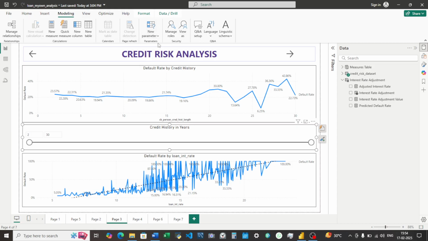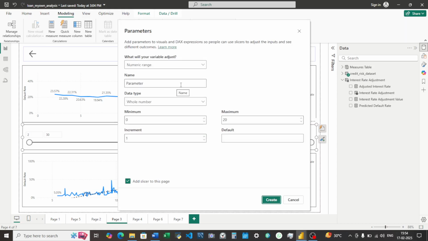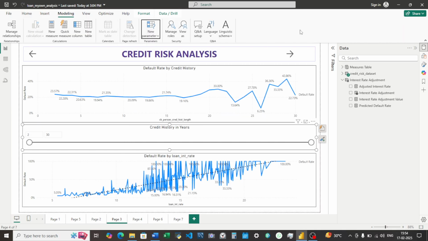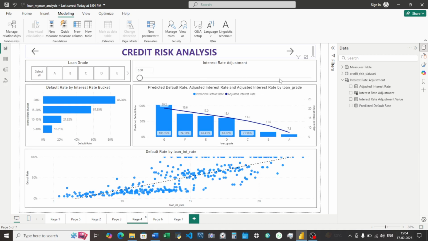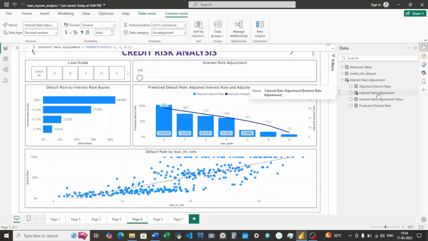I kept it as a numeric range, and named my parameter interest rate adjustment, with the data type as decimal number, the minimum value -5 and maximum value +5, the increment as 1%, 0.01, 1 basis point, and the default as 0. And I selected add slicer to this page, which gives us this particular interest rate adjustment slicer. Using these values, I adjusted the interest rate adjustments over here. Generate series -5 to 0.1, that's what I have done.